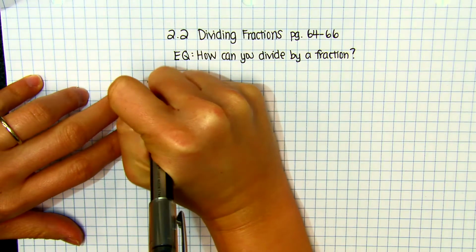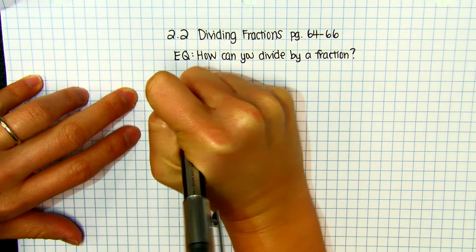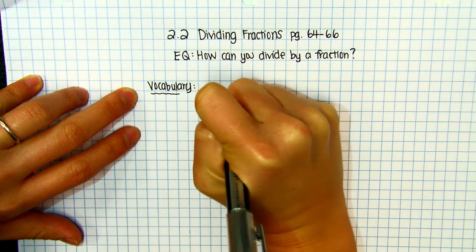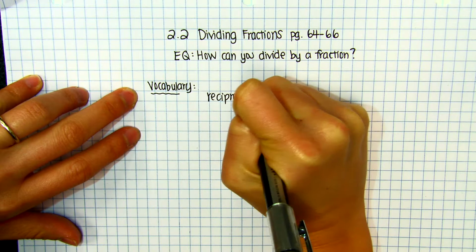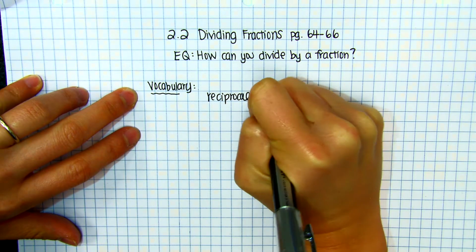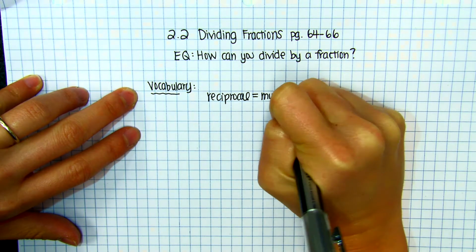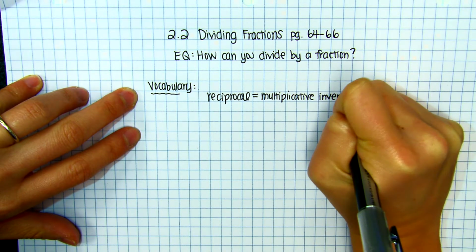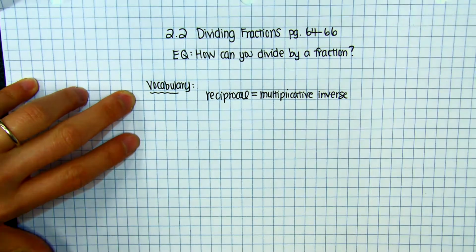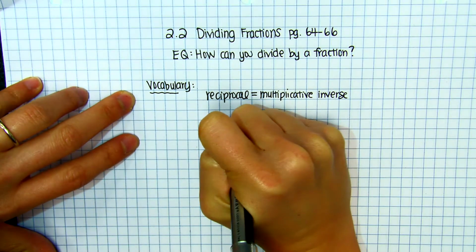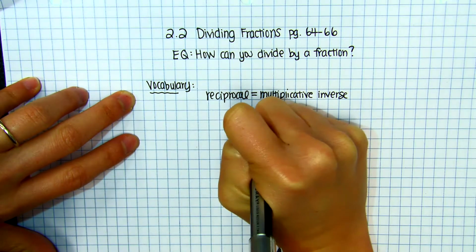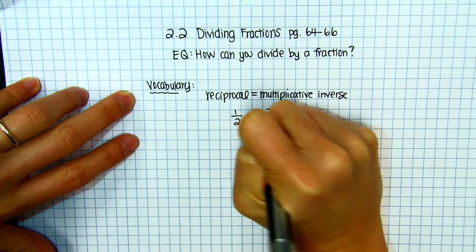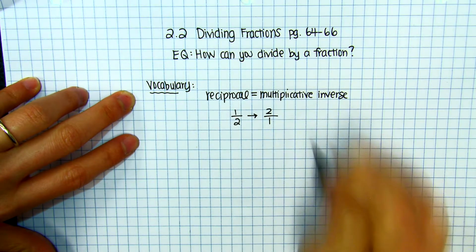Here's my vocabulary that you will need to know. Reciprocal. You may have heard of this word before, but reciprocal is also called multiplicative inverse. Okay, you're basically doing the opposite. So the reciprocal of 1/2 is you put the denominator now in the numerator, and the numerator now is in the denominator, okay?